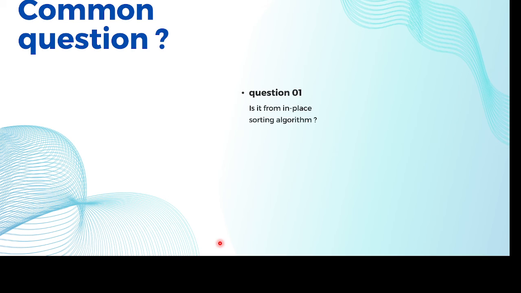The first question is whether it is an in-place sorting algorithm. So what is an in-place sorting algorithm? It is any algorithm that sorts without needing extra space, swapping elements within the array itself. Yes, this is one of those algorithms.